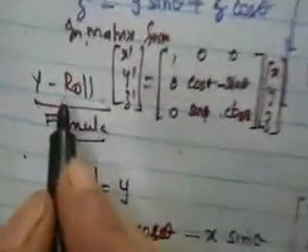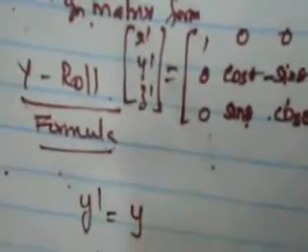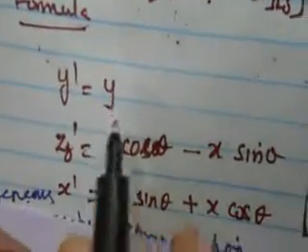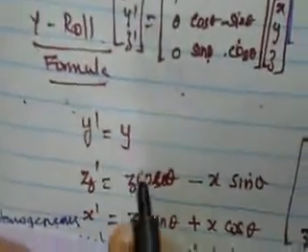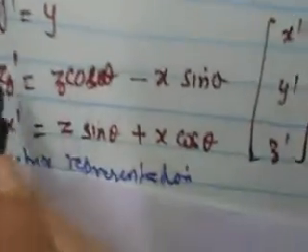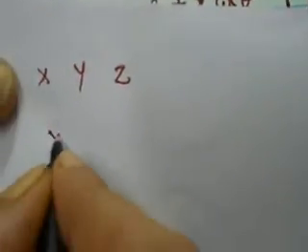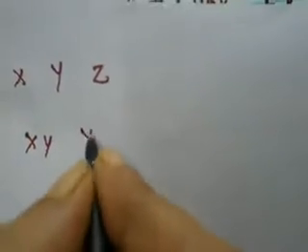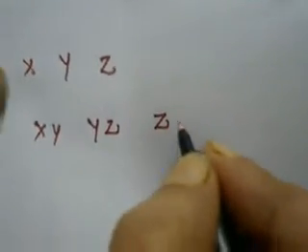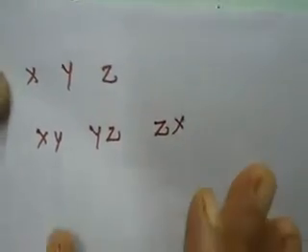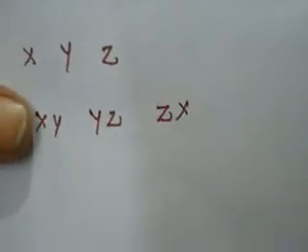Finally, let's move on to 3D rotation with respect to the y axis. So we retain y as it is, so y dash is equal to y. Here we have to always follow the order: x, y, z. Then we can rotate x to y, y to z, or z to x. This is the order we have to follow to avoid confusion.